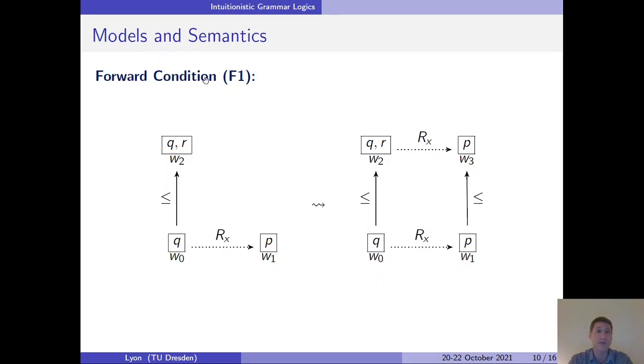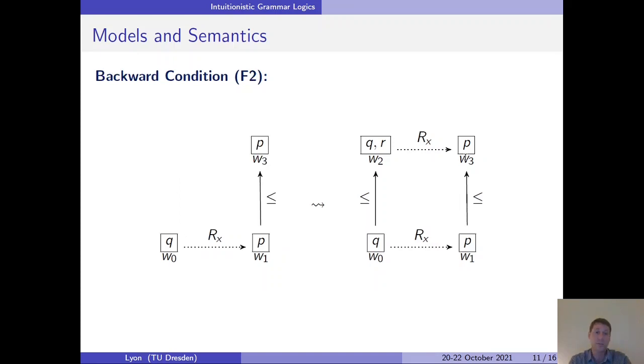So the first condition, called the forward condition, is a type of convergence condition. What it says is that if in my birelational sigma model, I have a point W naught that intuitionistically sees a point W2 and modally sees a point W1, then there must exist a point W3 which is modally seen by W2 and which is intuitionistically seen by W1. Sort of a forward simulation condition.